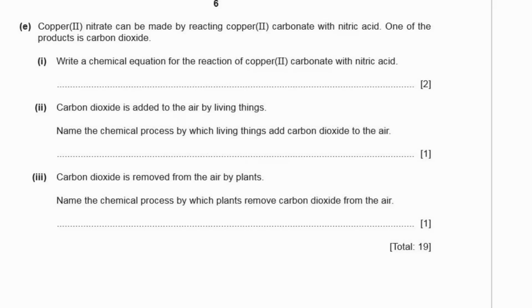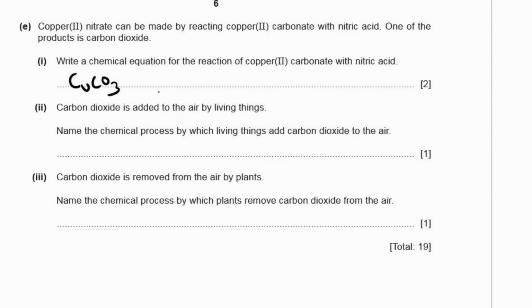E. Copper 2 nitrate can be made by reacting copper 2 carbonate with nitric acid. One of the products is carbon dioxide. Write a chemical equation for the reaction of copper 2 carbonate with nitric acid. Okay, so first of all, copper 2 carbonate, CuCO3. That's copper 2 carbonate, because the carbonate has a 2 minus, copper 2 plus.